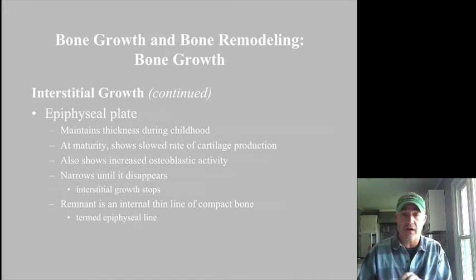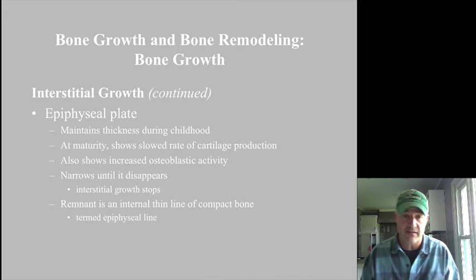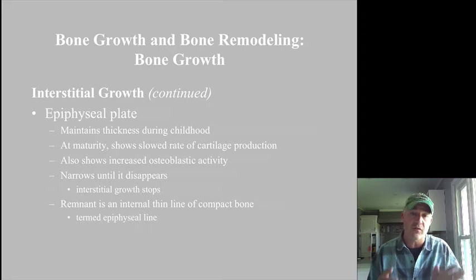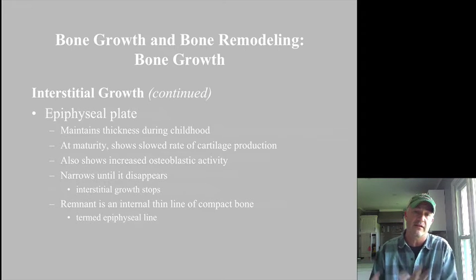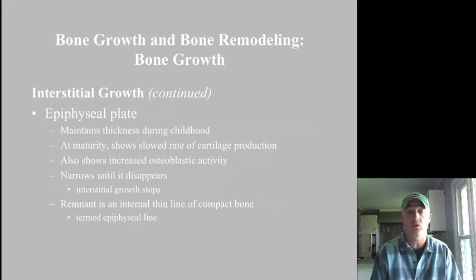As you get older, cartilage production is going to slow down, and we start to see a little bit more osteoblastic activity. When we get into puberty, both these things ramp up, but it does ramp up those osteoblasts much quicker than it does the cartilage production, and because of that, by the end of puberty, you are going to get rid of that epiphyseal plate and cease to have interstitial growth.